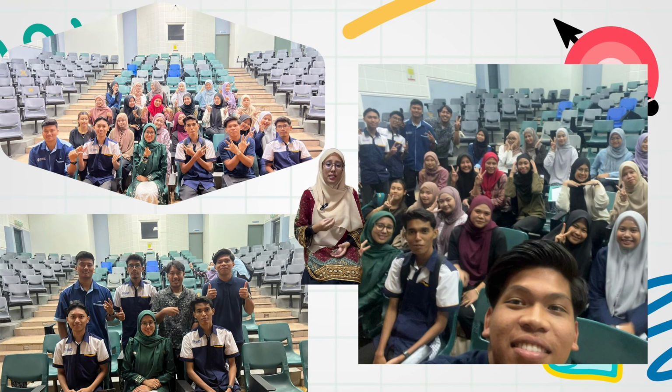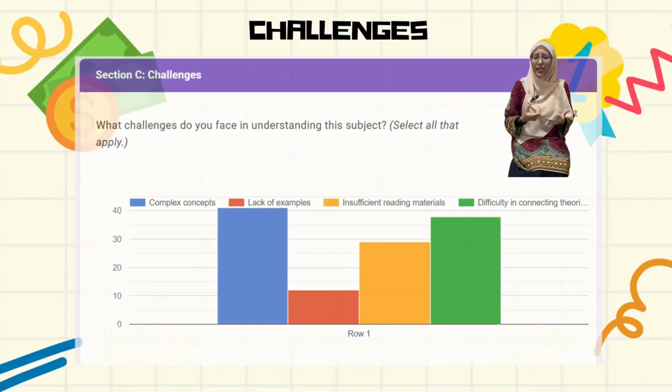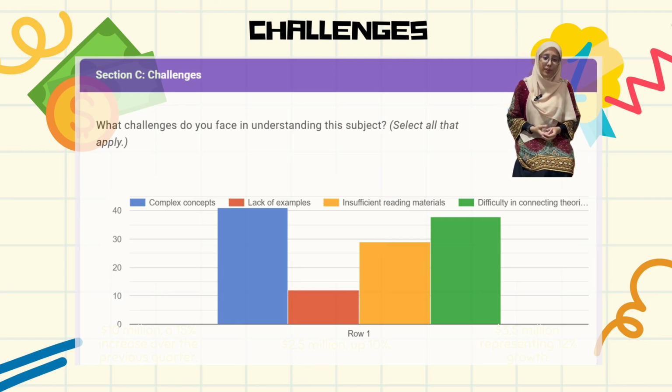However, even as second semester students, they continue to face challenges. The first is complex concepts, which means moving beyond memorizing to analyzing issues. The second is difficulty in connecting theories to real-world application, linking the abstract sociological theories with real-life problems. The third is insufficient reading materials, and the fourth is a lack of examples.